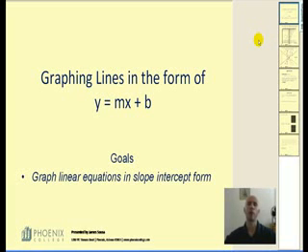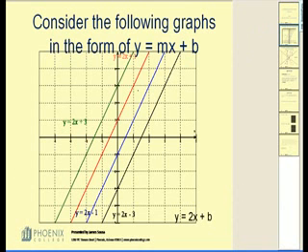Graphing lines in the form of y equals mx plus b. Our goal today is to graph linear equations in slope-intercept form. Let's go ahead and take a look at how the values of m and b affect our graphs. Consider the following graphs in the form of y equals mx plus b.